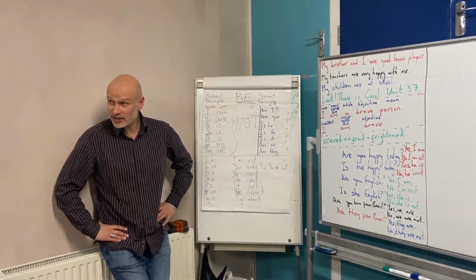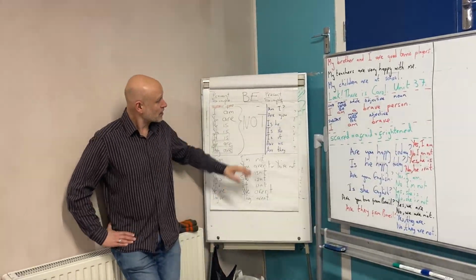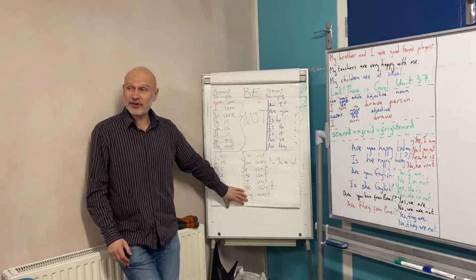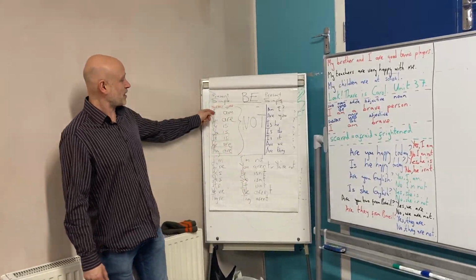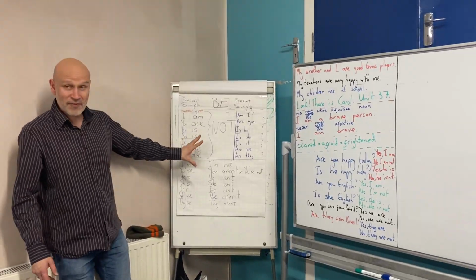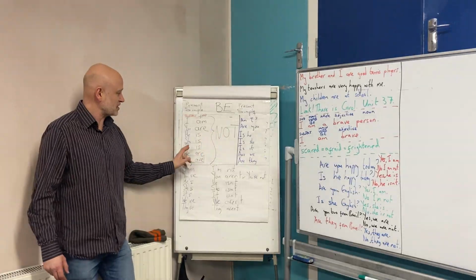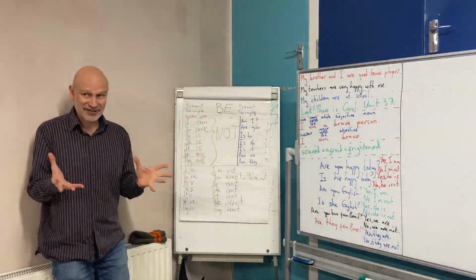Okay, so well done, guys. We're looking at the verb to be, present simple. This is what we started with last week. The basics: I am, you are, he is, she is, it is, we are, they are. And remember, in the negative, we add the word not. I am not, he is not, it is not, they are not, etc.